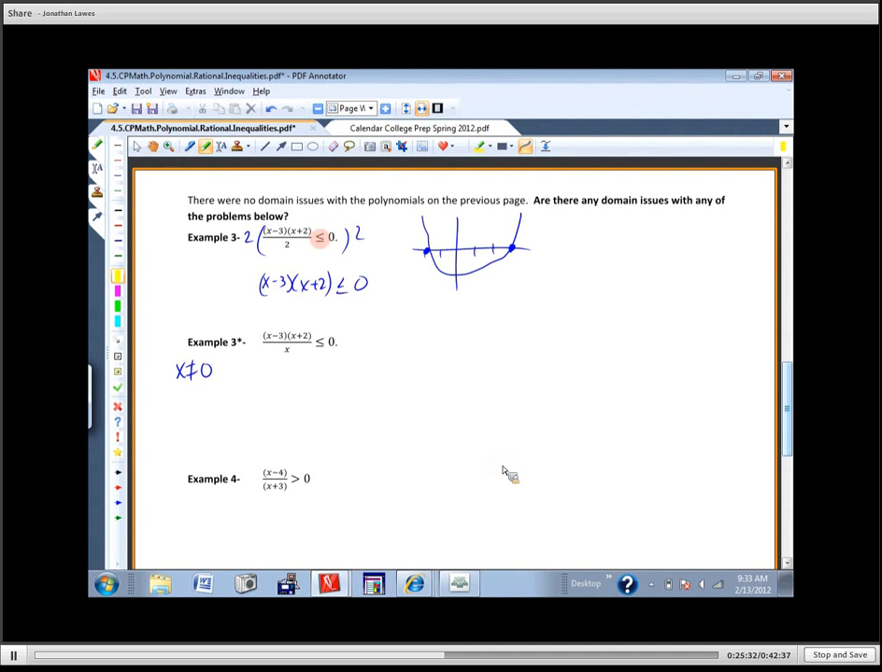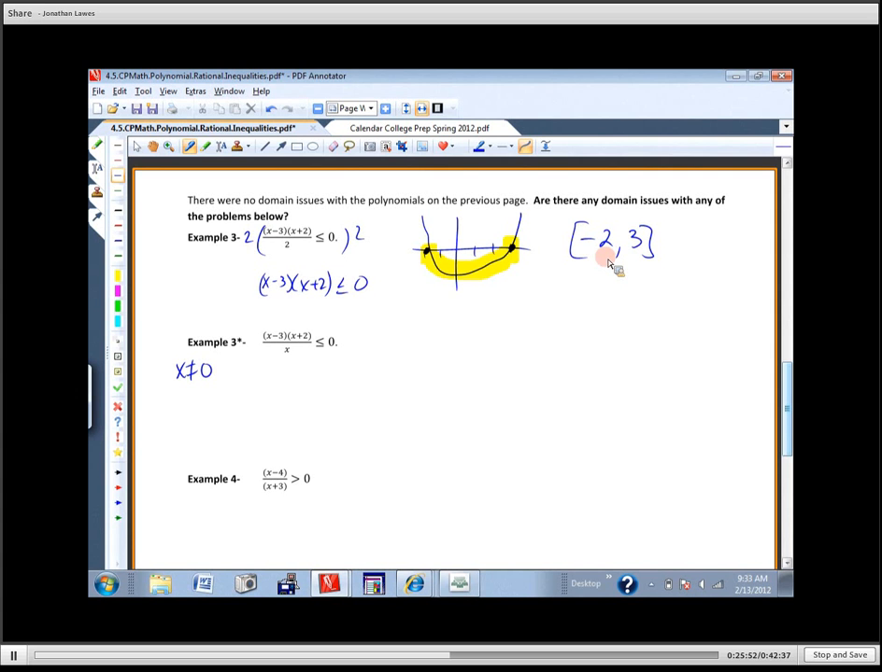Below or equal to, below or on. Okay? So let's write down the answer. The answer is we started at negative 2, stopped at 3, round or square? Going to be square. Okay. Any questions?